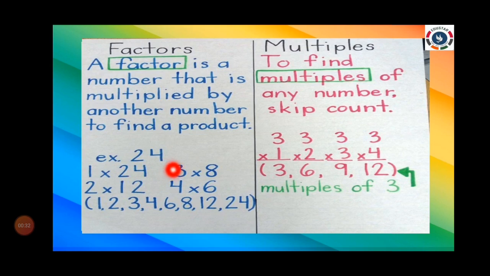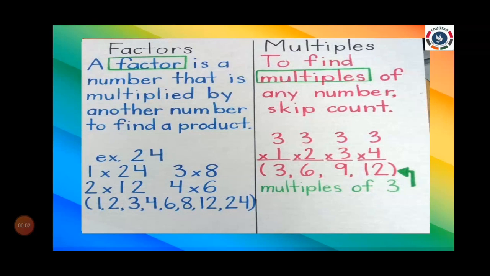Then it comes in the 3 table, 3 8s are 24. The 4 table also, 4 6s are 24. Then again it comes in the 6 table, 6 4s are 24. So you can stop finding the factors. What are all the factors we have here? 1, 2, 3, 4, 6, 8, 12, 24. These are the factors of 24.